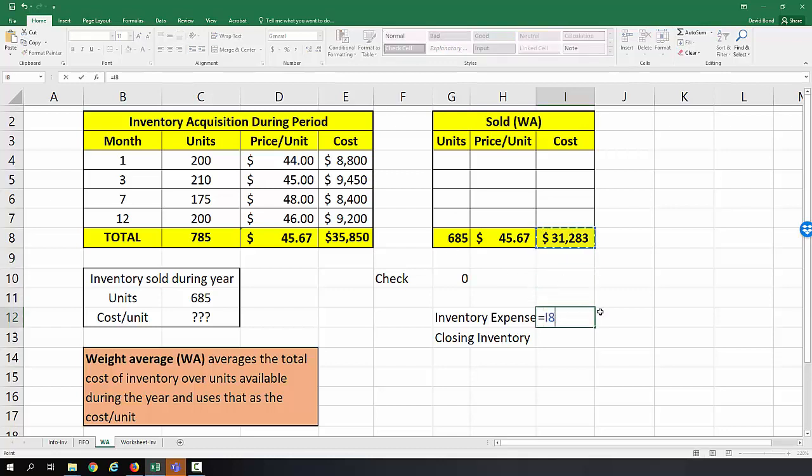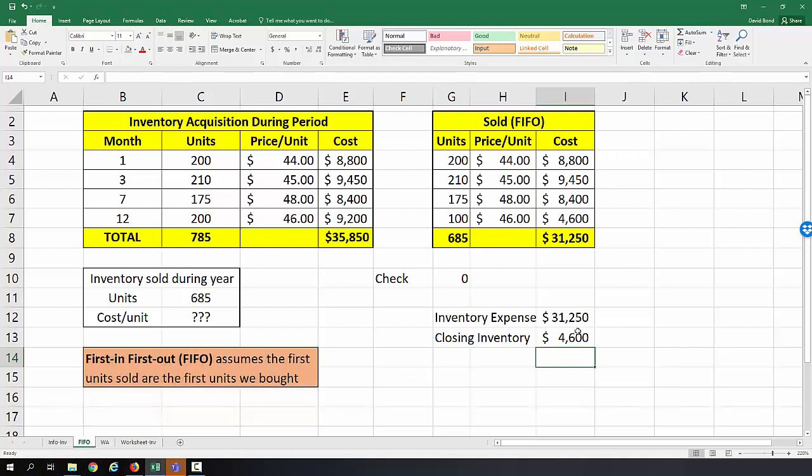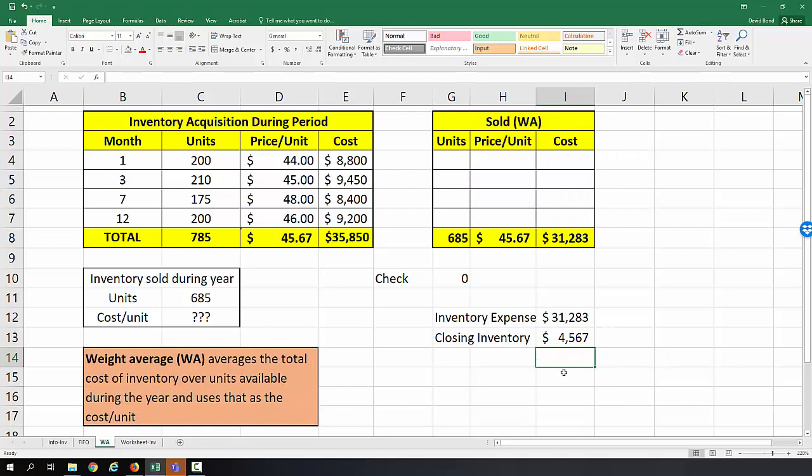Inventory expense is the 31,283, and the closing inventory is the difference between what we purchased and what we took as the expense. Gives you $4,567, which is slightly different from what we had before. If we come back to FIFO, it was $4,600. So, it's a $33 difference, which is pretty immaterial in this case, but it is still different.